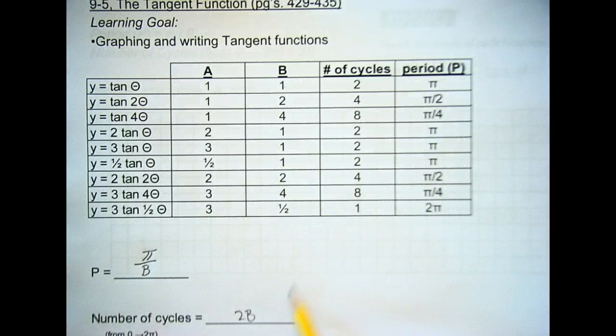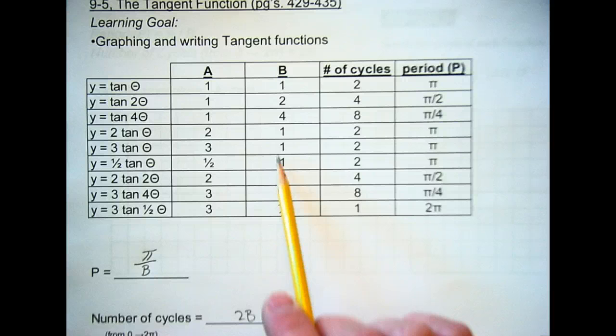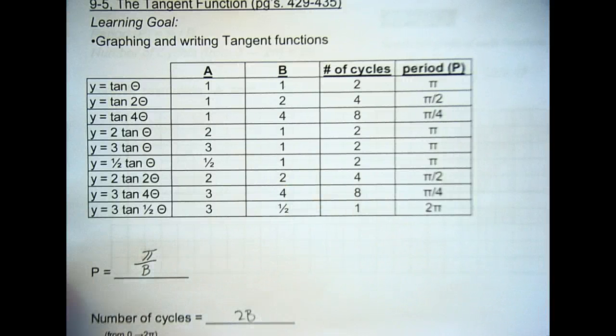And then as we get down here to 2b, the number of cycles is always twice what our b term is. That being said, remember that for cosine and sine, the period was 2 pi over b. And what was the number of cycles for sine and cosine? b. It was always our b term.